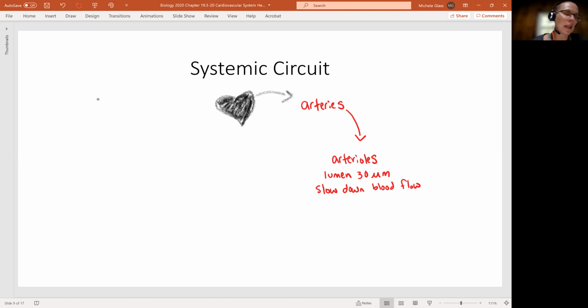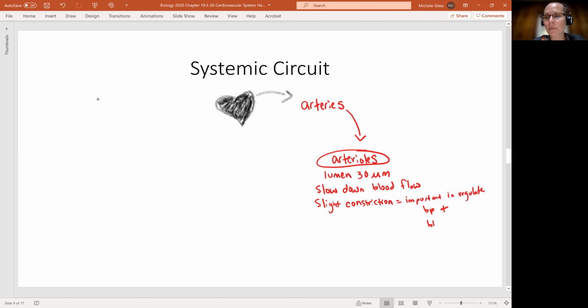And we're going to see that there's, as a standard operating procedure, a slight constriction to your arteriole. And this is going to be super important in helping to regulate blood pressure. Super important in regulating blood pressure and blood distribution.